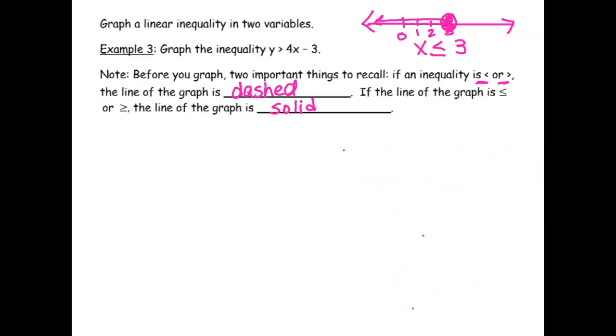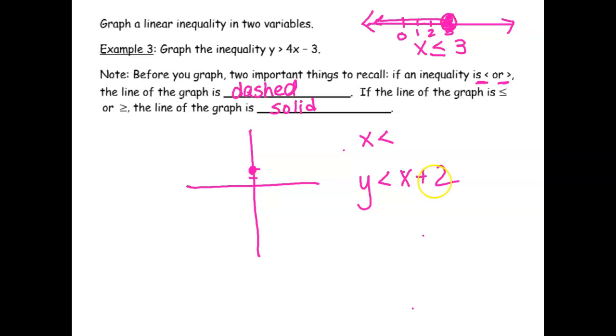Say I had a coordinate grid like that, and we wanted to graph the line y is less than x plus 2. Examples on the fly here. I'm going to start by graphing the y-intercept, which is 1, and then the slope is 1, so up 1 over 1. So say it looks kind of like this.